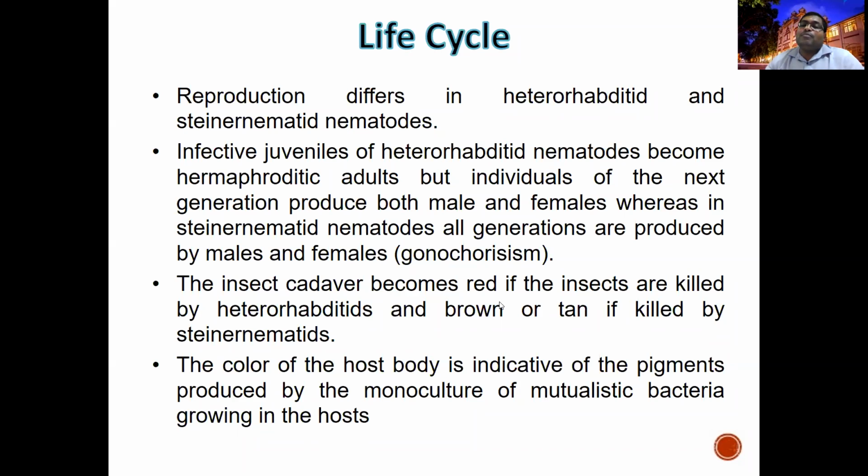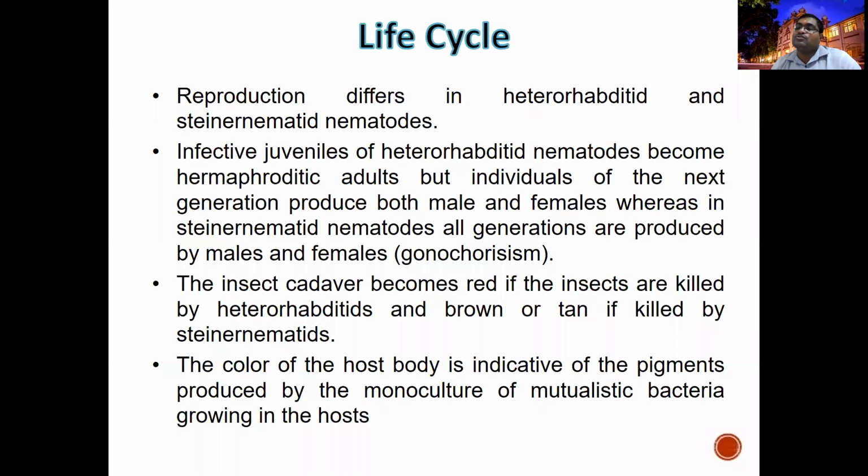So the insect cadaver becomes red if the insect is killed by Heterorhabditis. If Heterorhabditis has attacked, the dead insect will become red. So if you find any red insect pupa, you have to check whether it is infected with nematodes. There is a chance of this in the rainy season. And brown and tan if it is killed by Steinernema. Brownish color, tan brown, not dark brown.